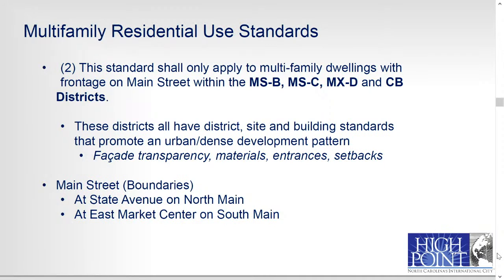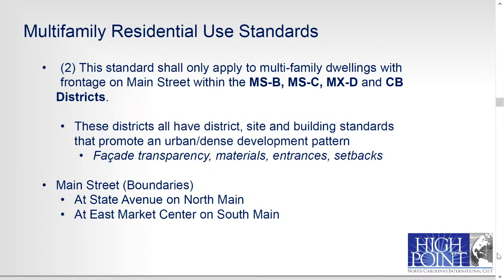So this standard would only apply to, again, the frontage of lots that are along Main Street, only within the city's Main Street B and C districts. And so Main Street has kind of a continuum of zoning districts. There's A and B on the north side, and then C and D on the south side of downtown, as well as the mixed-use downtown district and the central business district. So if we're looking on a linear path along Main Street, it's going to be from State Avenue all the way down to East Market Center. So any multifamily residential that would be proposed along that stretch, this standard would apply.